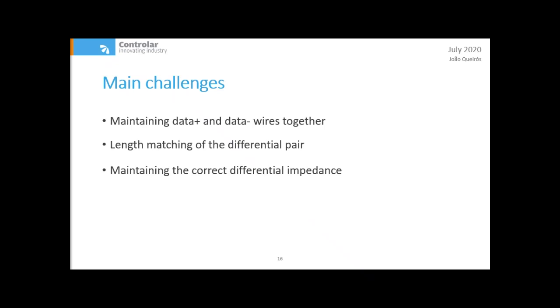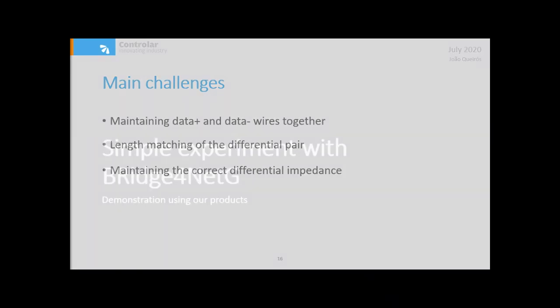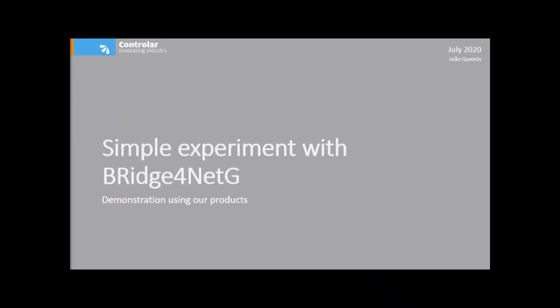We, at Controlar, try to overcome these challenges as much as possible with custom-developed electronics and using, where possible, interfaces that meet at least the minimum criteria for the signal in question, and also by routing the cables through the best available places inside the machine. An example of this custom-developed electronics is our Bridge4NetG media converter.